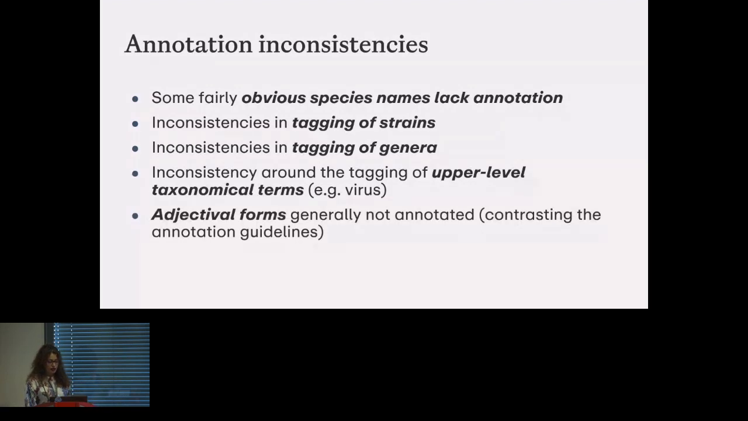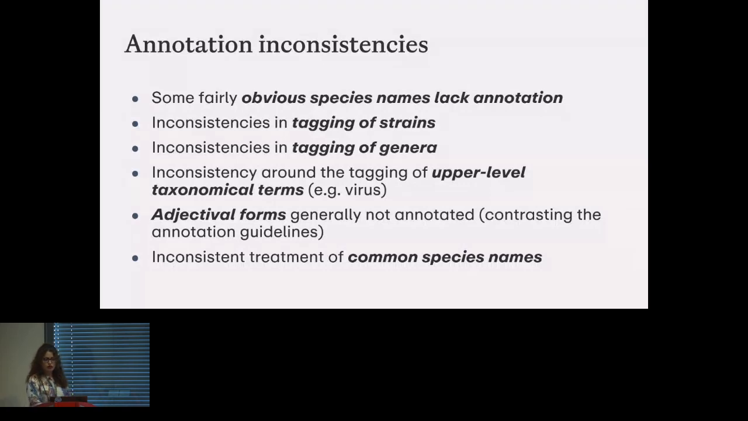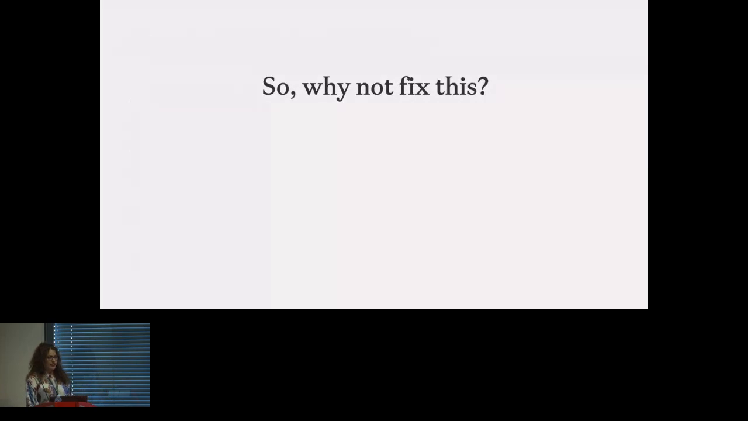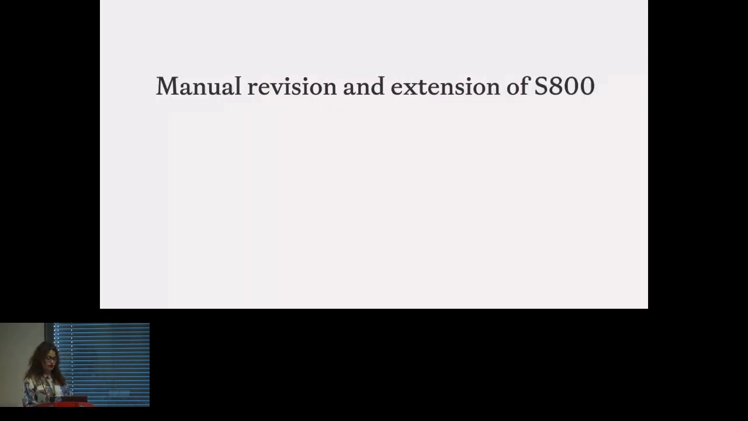And yeah, this comes with the adjectival forms where they are not annotated, while the annotation guidelines said that this should be annotated. And then the one big problem and one thing that really throws the deep learning models off is the inconsistent treatment of common species names. The context around common species names and Linnaean names is really not that different. So when you tag half of them and you don't tag the other half, the model is really thrown off. So we decided, why not fix this? It seemed like a good idea at the time. It took a bit more time than we initially thought it would take. So that's why we started doing the manual revision and the extension of the S800 corpus.